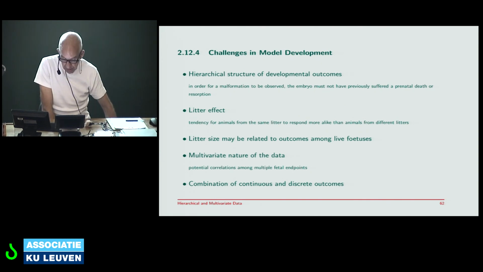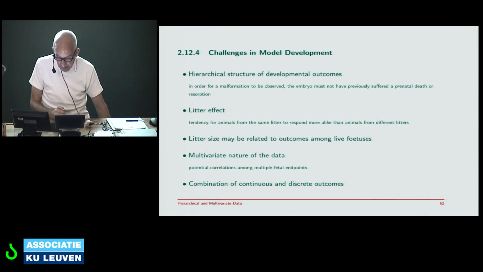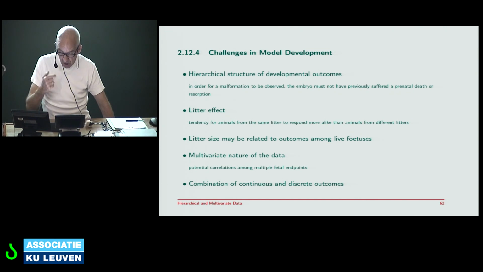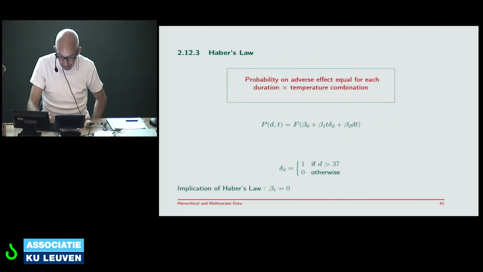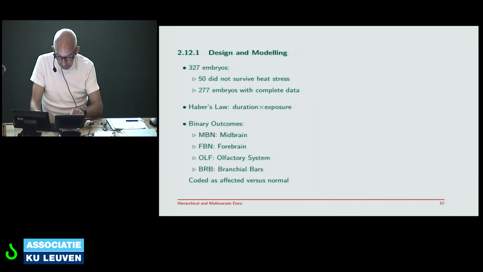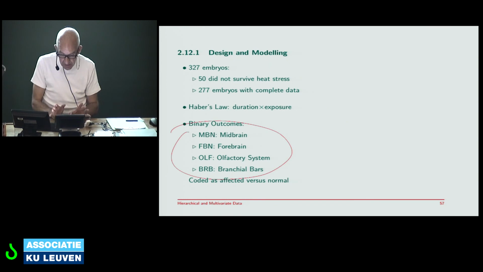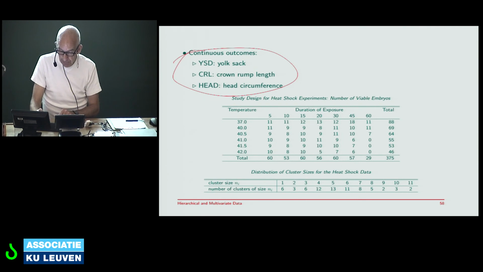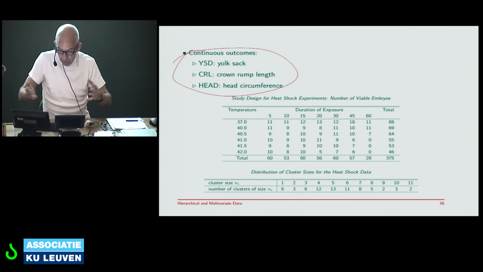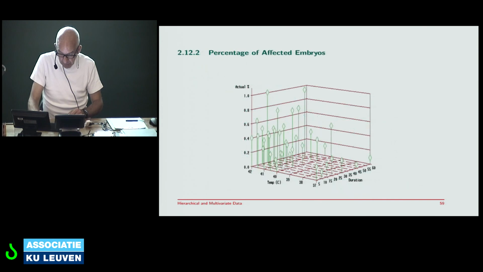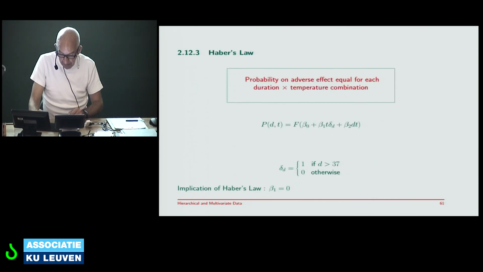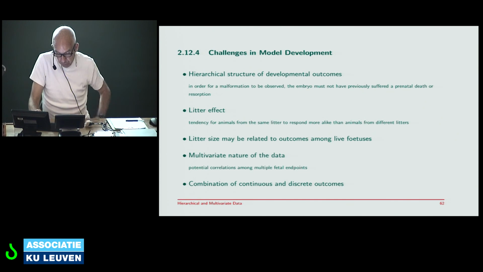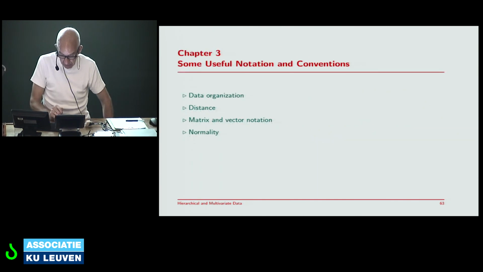Multivariate nature of the data is also there. There may be correlations between the various fetal endpoints that you need to consider. Yolk sac, crown rump length, etc. They're different variables, so there is also, if I cycle back, a multivariate nature with here, and the list is longer than what I'm showing here, 4 binary variables, 3 continuous variables. So altogether we have now 7 variables, so we have a 7-variate problem embedded in this not too complicated but still hierarchical structure.